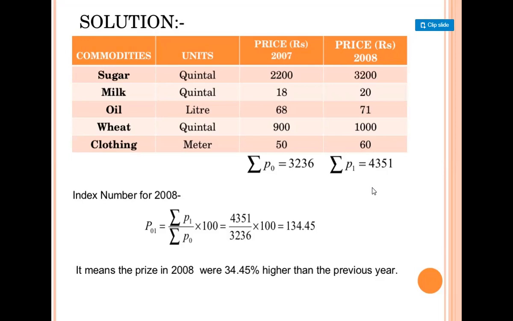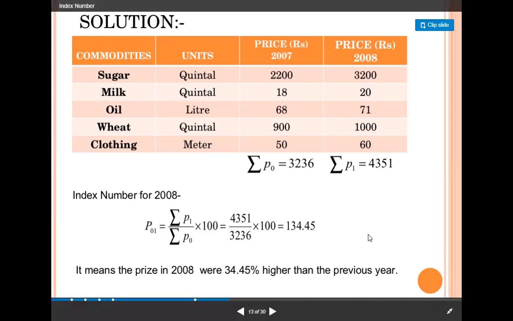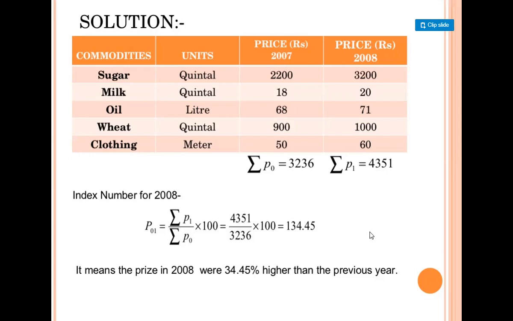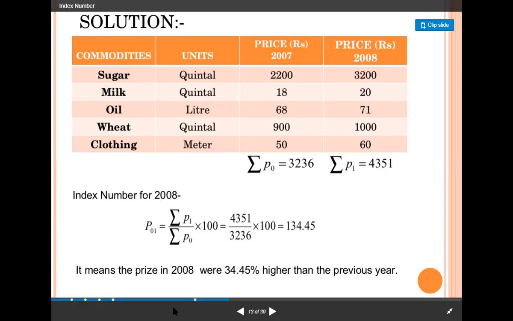Now we compare. It means the prices in 2008 were 34.45% higher than the previous year. Compared to the previous year 2007, the percentage increase in price in 2008 is 34.45%. Like that, you have to compare how much the percentage of prices has increased from the old year to the current year.